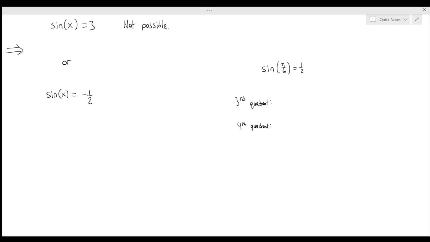Okay, so I know the reference angle has to be pi over 6. So if I'm looking in the third and the fourth quadrants, I can get the third quadrant angle by adding pi over 6 to pi. So that would be 7 pi over 6. And if I want to get the fourth quadrant angle, one way I could do that is by taking 2 pi and subtracting pi over 6, which would give me 11 pi over 6. Okay. So these would be the angles in the third and fourth quadrant where the sine would be equal to -1/2.